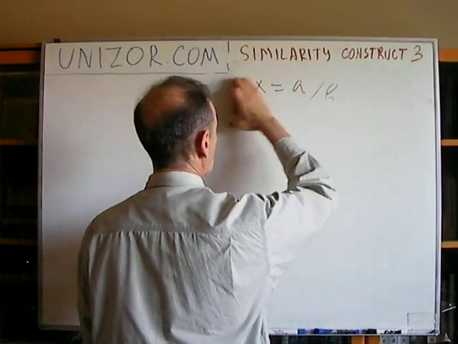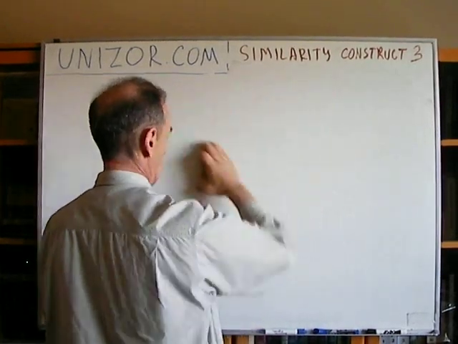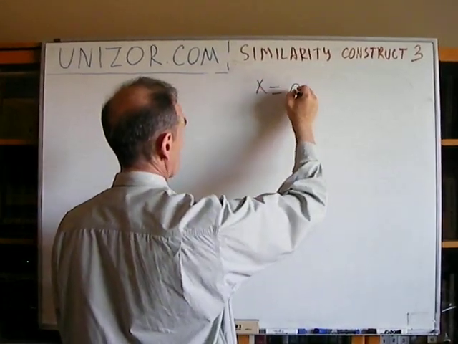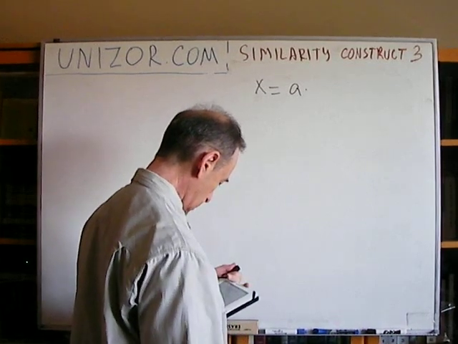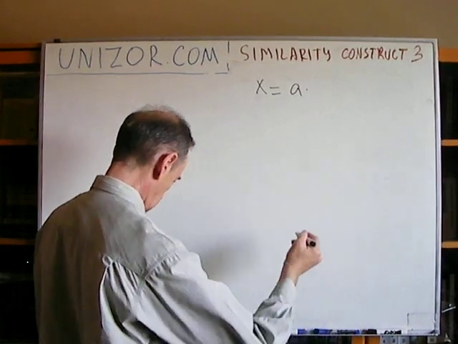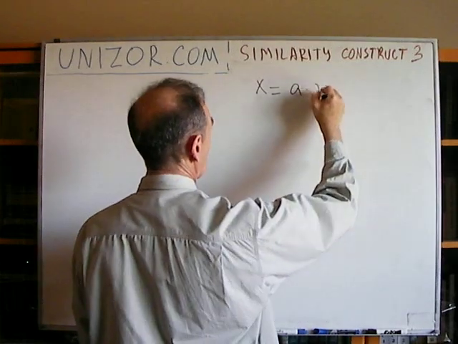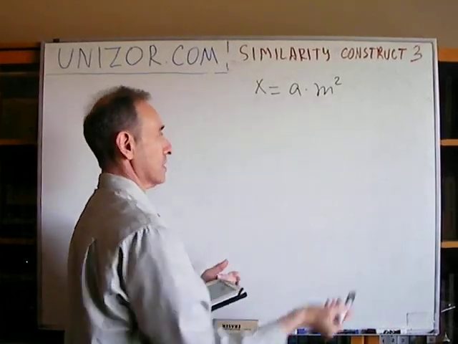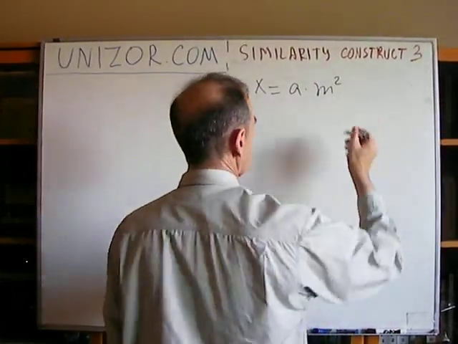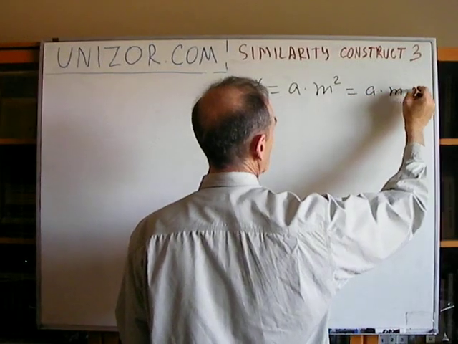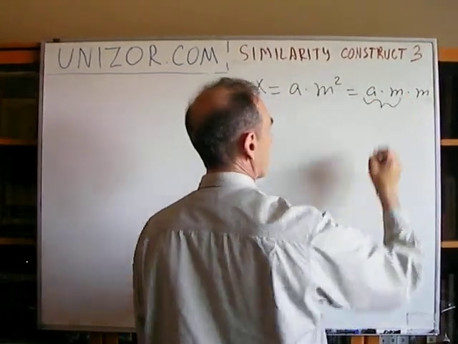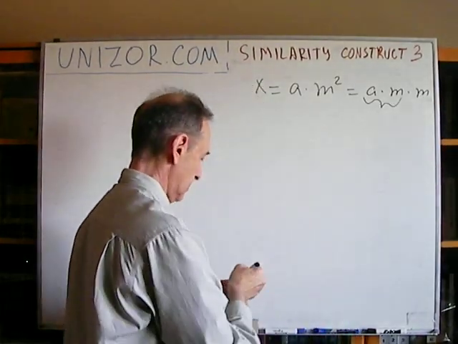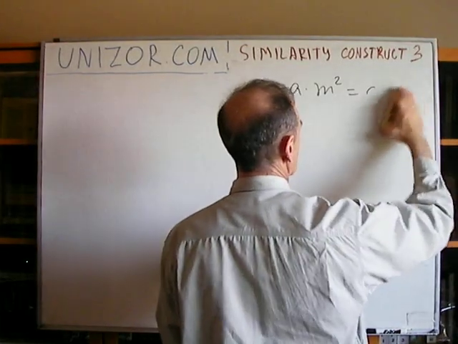Then, X equals A times M squared, where A is a segment, M is a number. Well, you can always think about this as A times M times M, which means first you multiply by M your given segment A, and the result you will multiply by M again. So that's a simple thing to do.